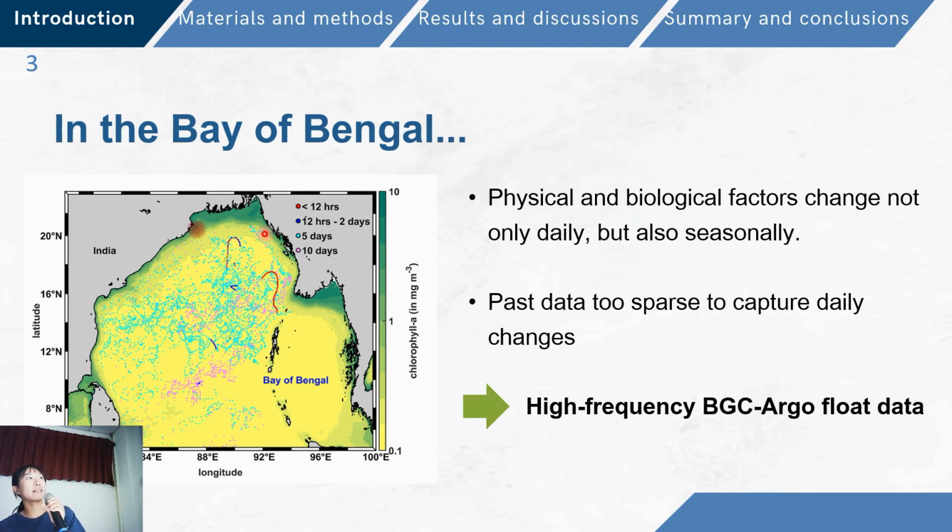In this picture, we can see many colorful dots, and one dot represents one observation, and the different colors indicate different sample frequency. We use the high-frequency float, which is the red dot. So our float location is here.